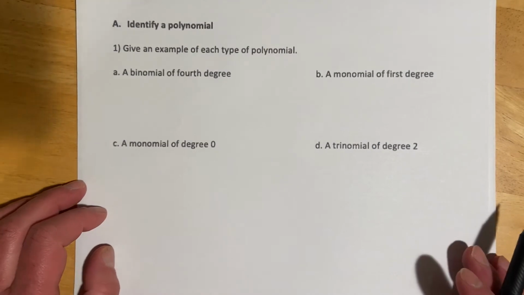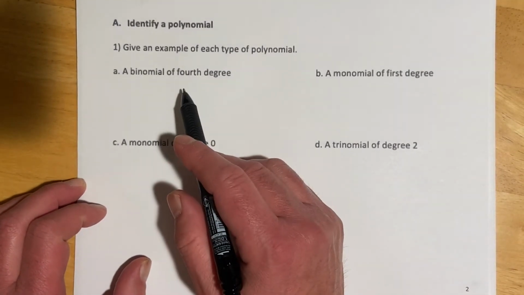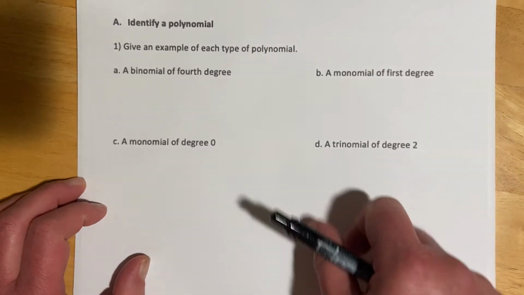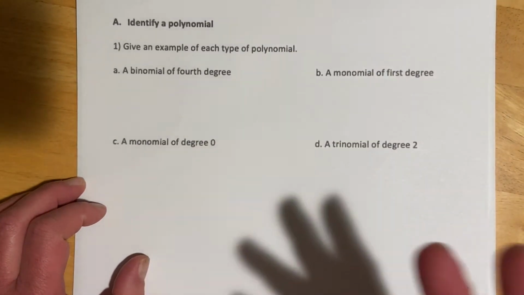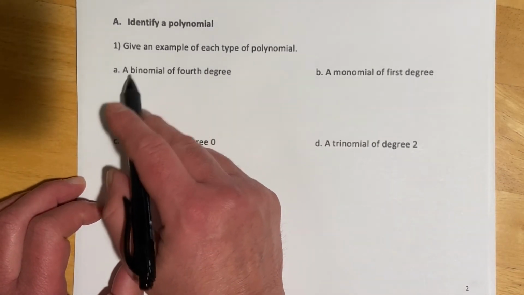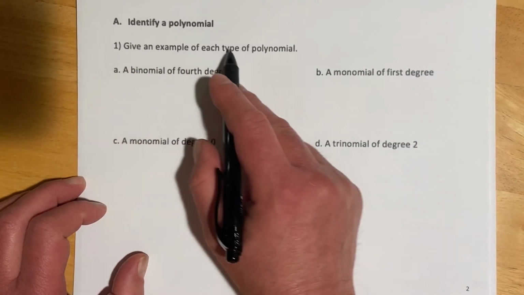Okay, so identify a polynomial. So when you look at this on the homework, it will have this sort of list of descriptions, and it'll have a list of equations, and you're just picking the one that matches the description. I'll just make up some answers here to sort of explain. So for this, give an example of each type.